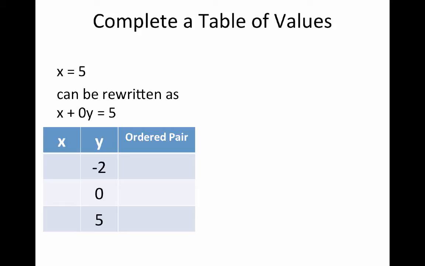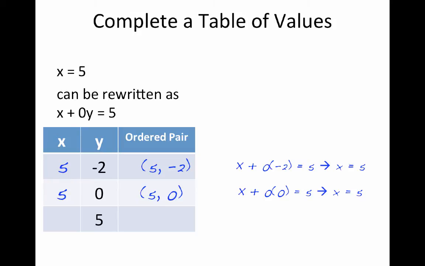When y is -2, here's the equation. x plus 0 times -2 is equal to 5, or x is equal to 5. I can write the ordered pair 5, -2. When y is equal to 0, we have x is equal to 5. So we have the ordered pair 5, 0. When y is equal to 5, we have x is equal to 5. So we have the point, the ordered pair 5, 5.